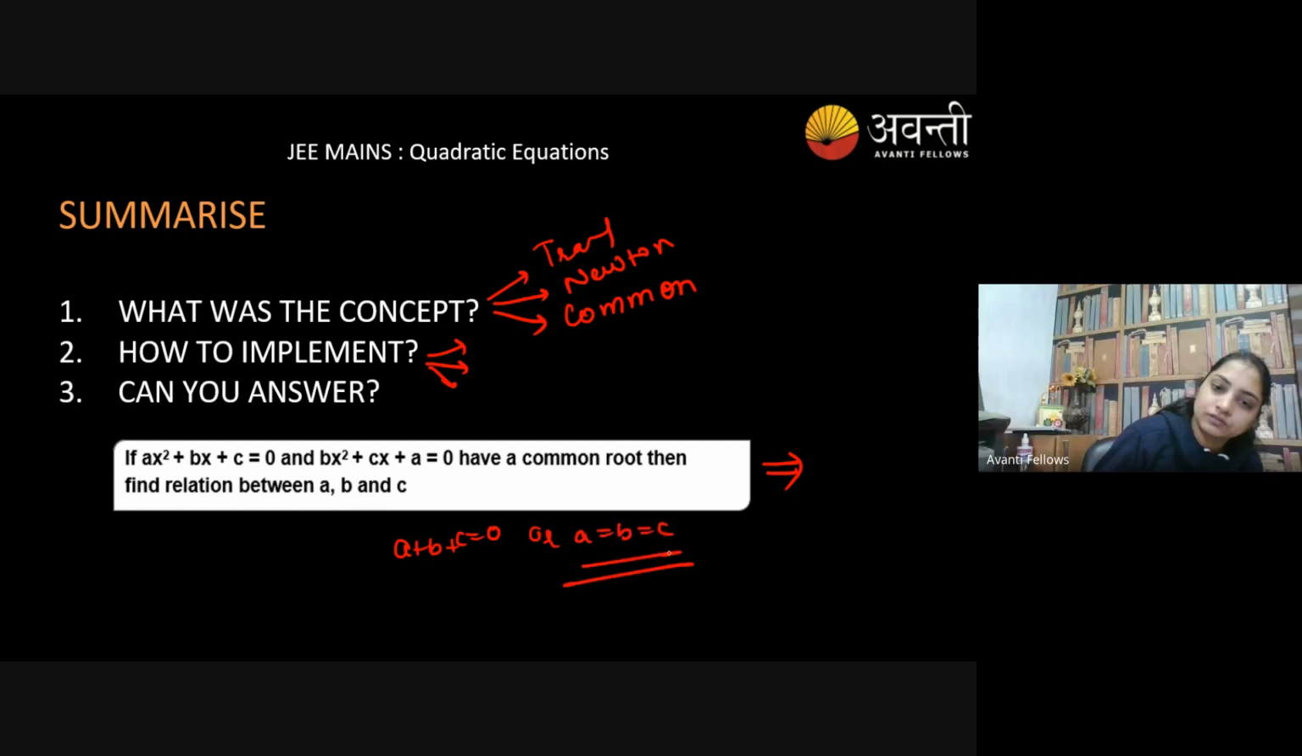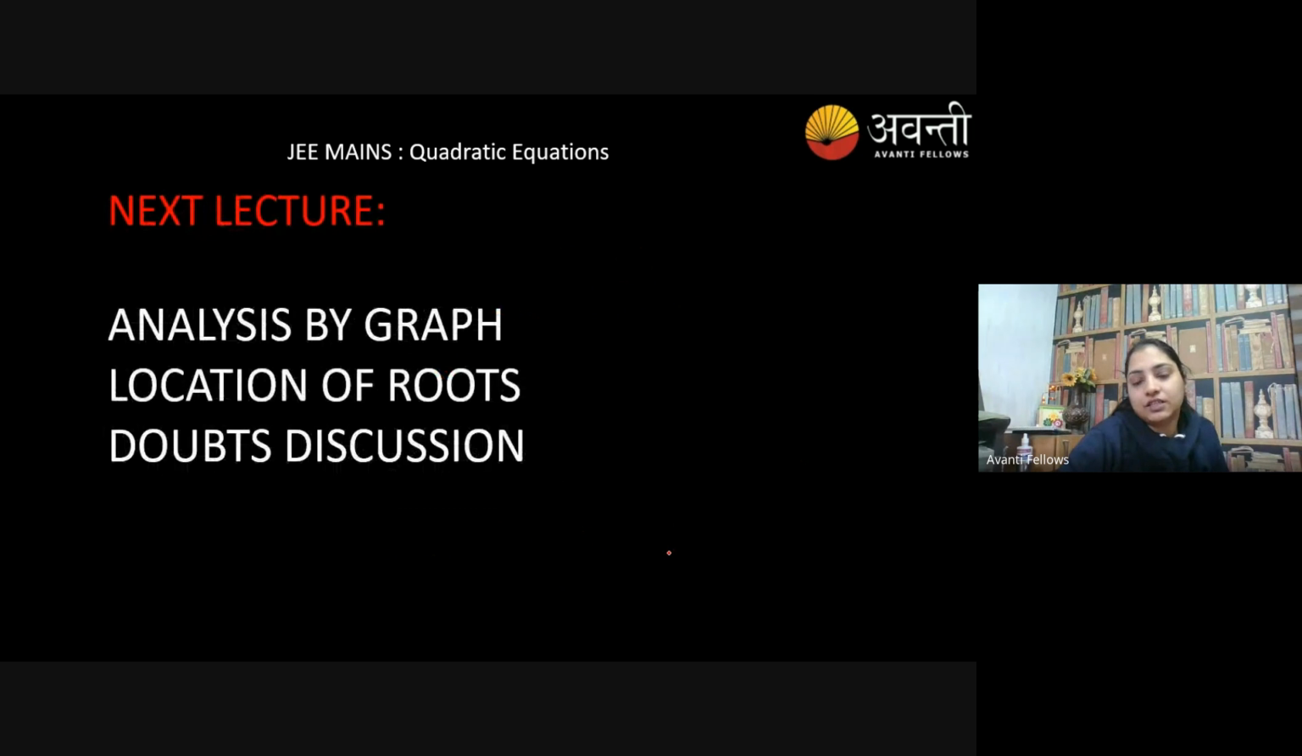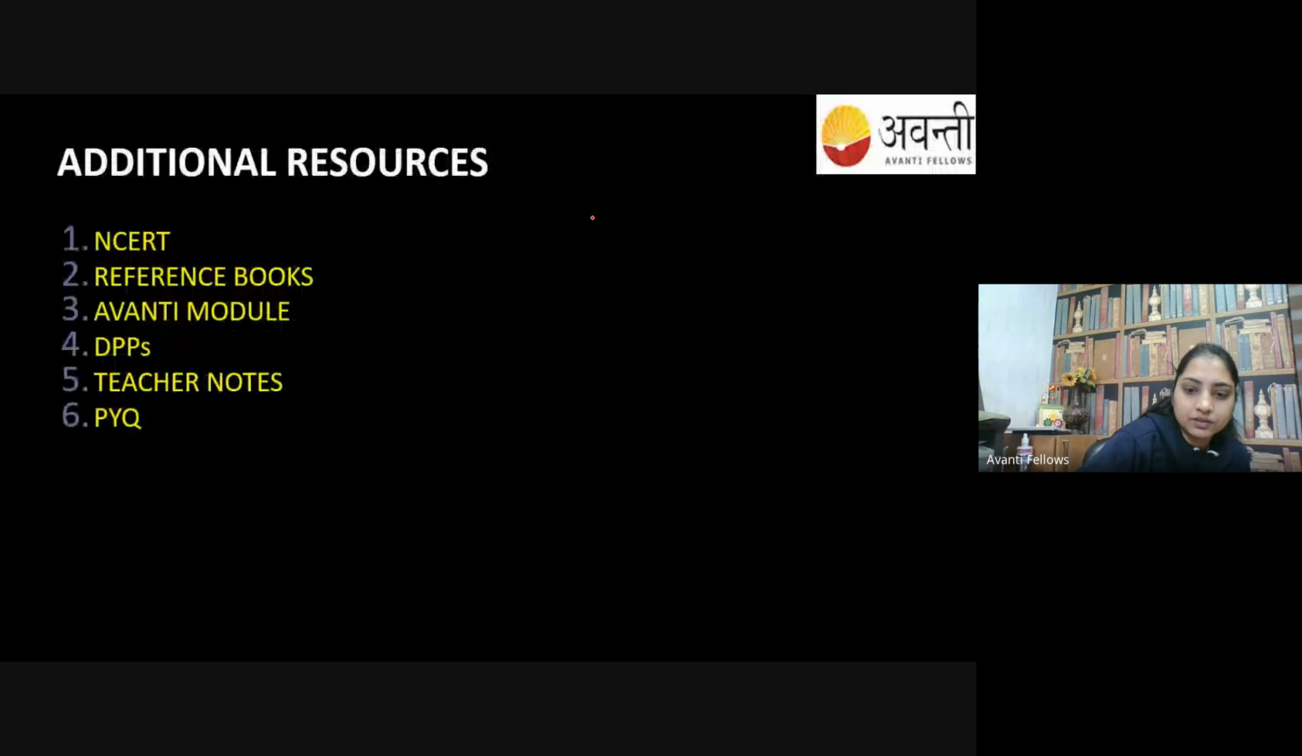Great. So the next session will be the last session for the quadratic. We will do two topics. One is analysis of graph, and the second one is location of roots. Okay, it is an important topic. For additional resources, if you want, you can have our module, reference books you can refer to, DPP is provided to you, teacher notes, PYQs, NCERTs, right, dear friends?